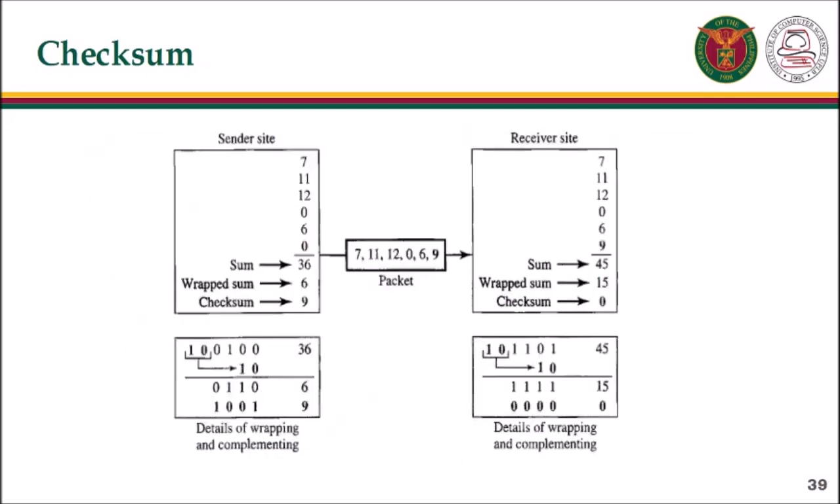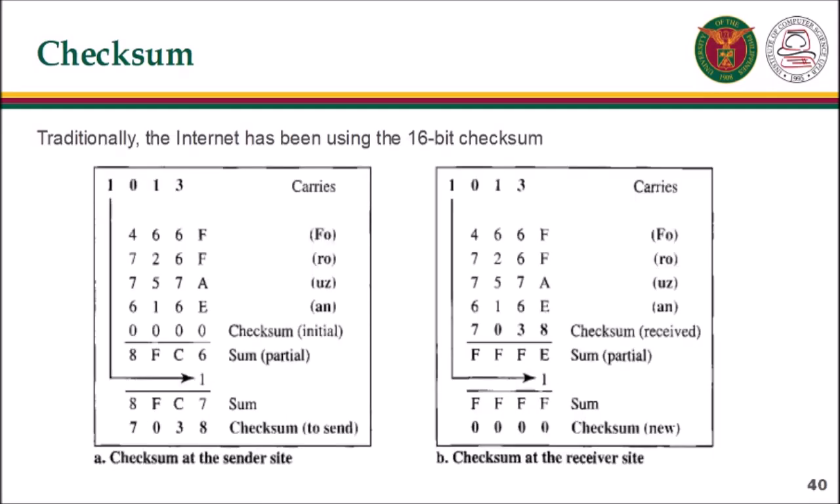Here is the computation of the checksum. Traditionally, the internet has been using the 16-bit checksum. The sender or the receiver uses 5 steps. For the sender, the first step is that the message is divided into 16-bit words. Then, the value of the checksum is initially set to 0. All words, including the checksum, are added using 1's complement addition. Then the sum is complemented and becomes the checksum. The checksum is sent with the data.